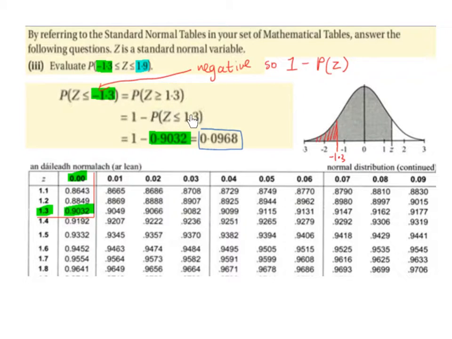So we can get the area of the entire curve, which is 1, and then we can get the area of everything to the left of 1.3, which will be all of this, and subtracting it will leave us with the area that we're looking for, which matches up with this area. So we have 1 minus the probability that Z is less than or equal to 1.3. So for the probability that Z is less than or equal to 1.3, we go to 1.3 and go across. We get 0.9032. So it's 1 minus 0.9032, which is 0.0968.